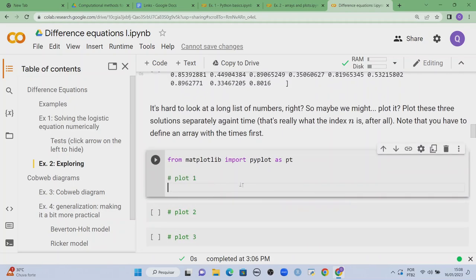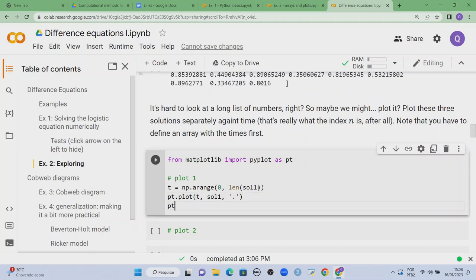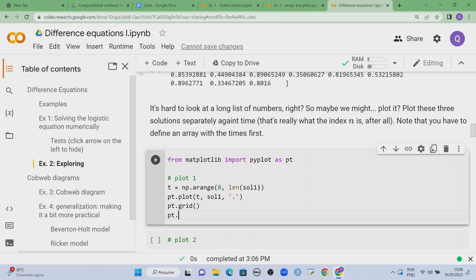I want to plot sol 1 here. The y-axis will be the value of xn, and the x-axis is 0, 1, 2, 3, up to n, okay? So how do I do this? I have to create a vector here that goes from 0 up to the length of sol 1. I think this is it. This works, okay. And now I plot t, sol 1, I plot it with dots, so that I'll do it nicely and have a grid and have a label.